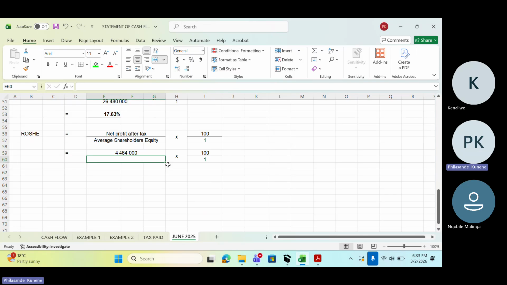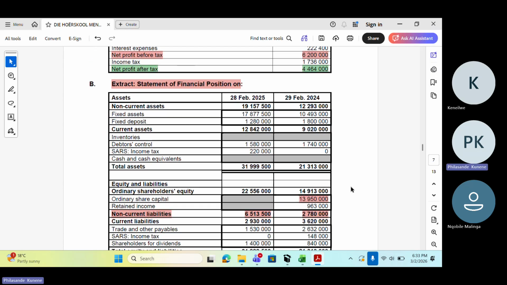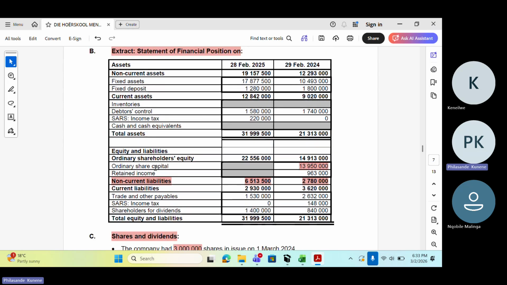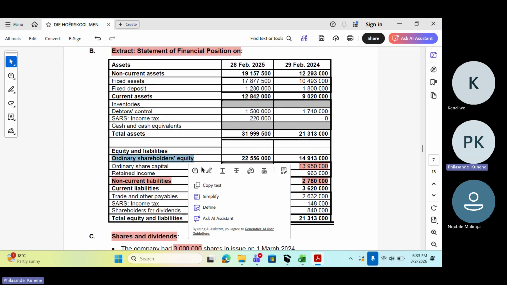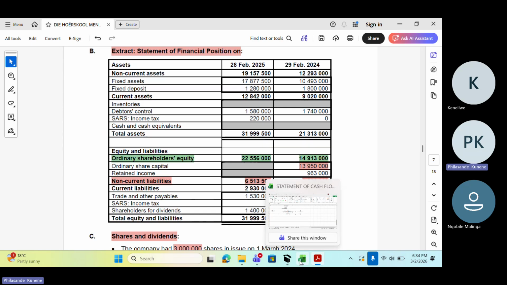When they say average shareholders' equity, you need to take the opening balance plus the closing balance, and then you divide them by 2. That is an average. If you look here, the shareholders' equity, we're talking about the total here, not the share capital or retained income. The two total amounts we have are 14,913,000 and 22,556,000. For the average, these are the two amounts that we need to add.